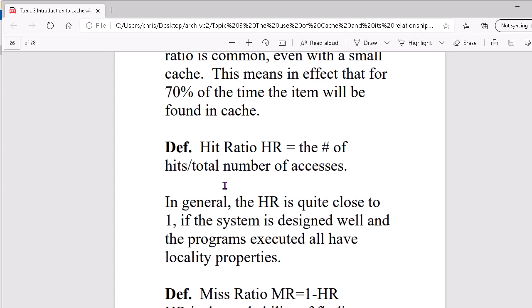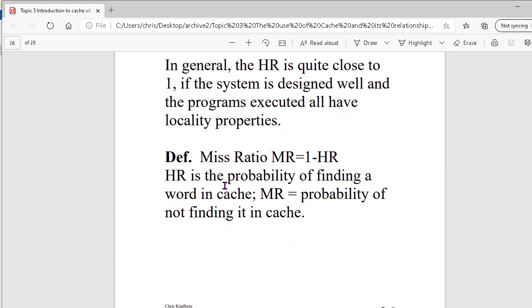And in general, the hit ratio is quite close to 100%, if the system's designed well and the programs executed all have locality properties. But the fact of the matter is that most programs do have locality properties in the way in which I've described earlier. So the second definition is a miss ratio, and it's defined as 1 minus the hit ratio.